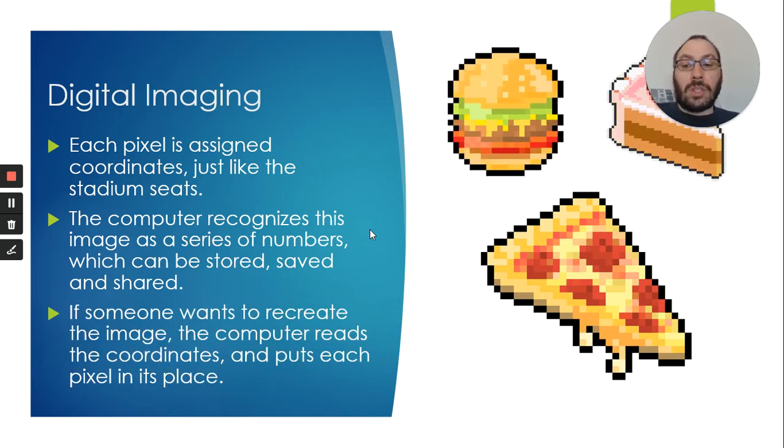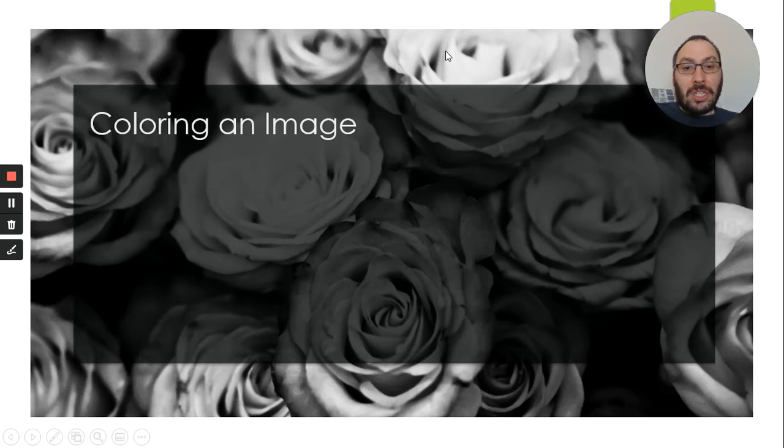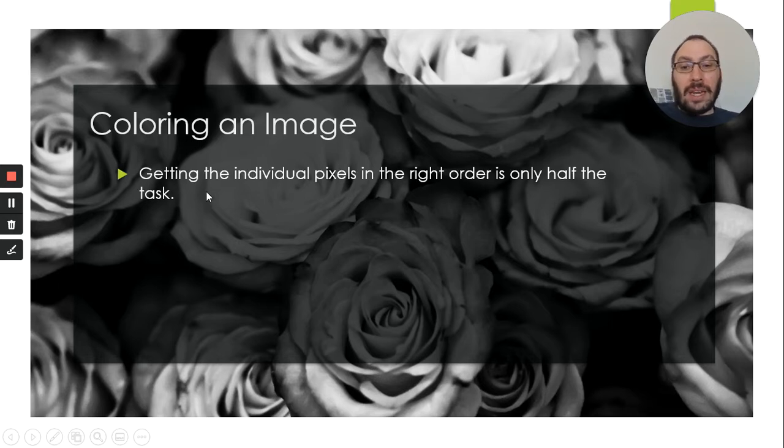Okay? If someone wants to recreate this image, the computer recreates the coordinates and puts each pixel in its place. So they take all these colored squares, throw them all into one container, and then put them all back into the proper order, and you get these beautiful images. Coloring an image is done very similarly. Getting an individual pixel in the right order is only half the battle.